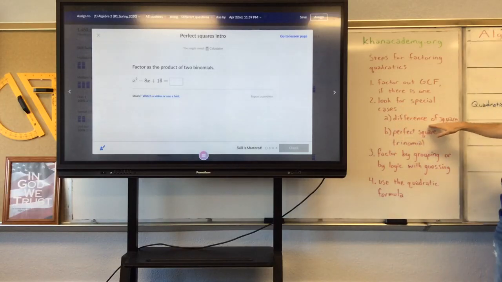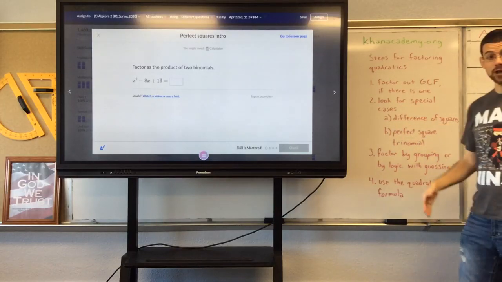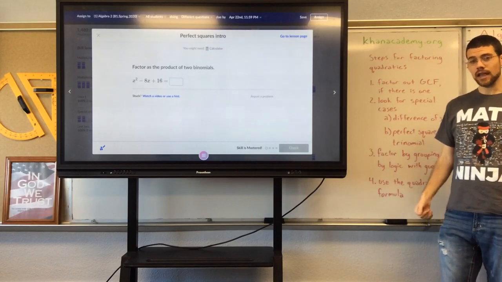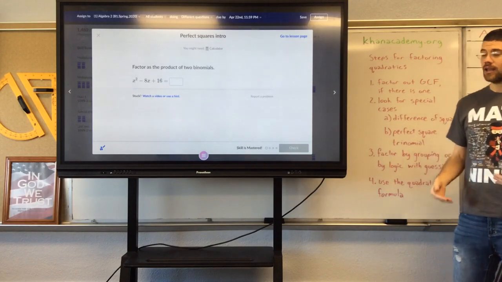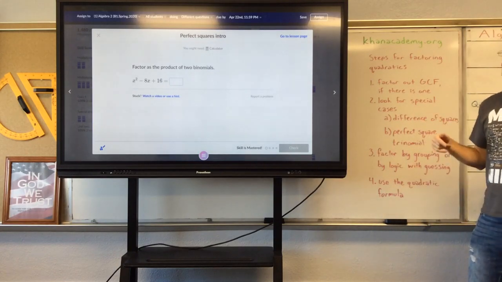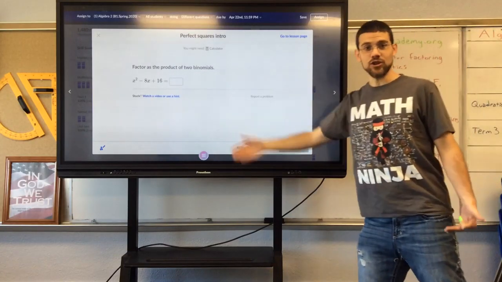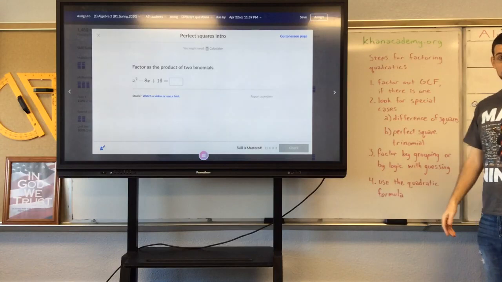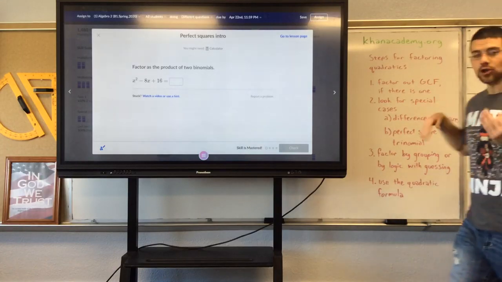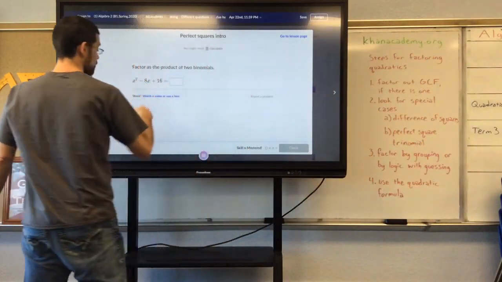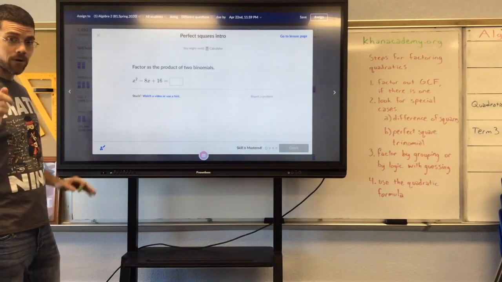So we look: do we have a difference of squares or a perfect square trinomial? Those are special cases that have patterns that make it relatively easy to factor. And of course the title gives it away, right? This is a perfect square trinomial. It's a trinomial because there are 3 terms, and it's called a perfect square.